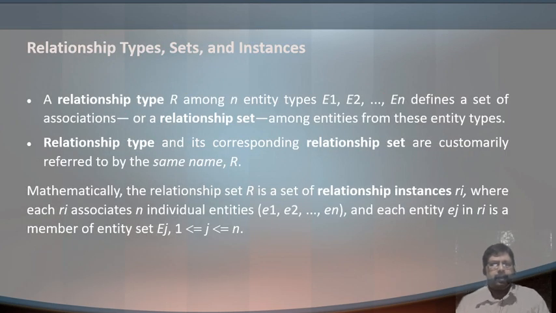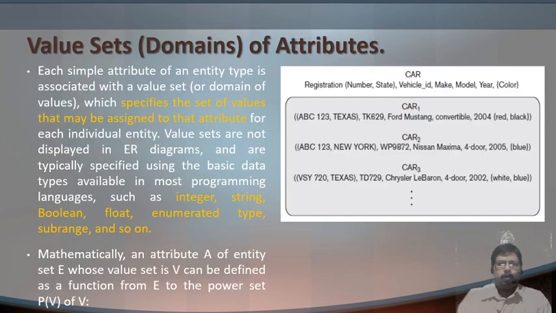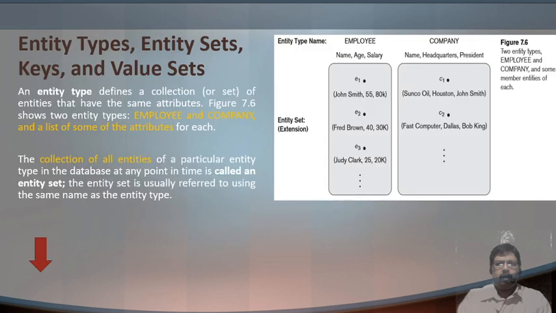relationship types and sets. To understand that, we use some variables here, and relationship types and relationship sets both we specify as R. R we take as a relationship type among n entity types E1, E2, E3 up to En, which defines a set of associations. So let us go back here.